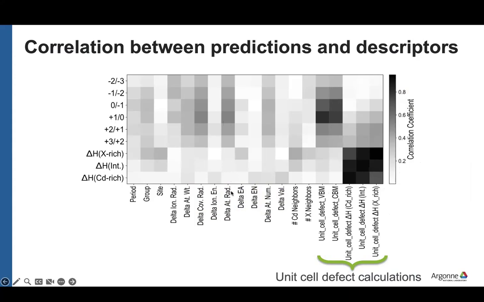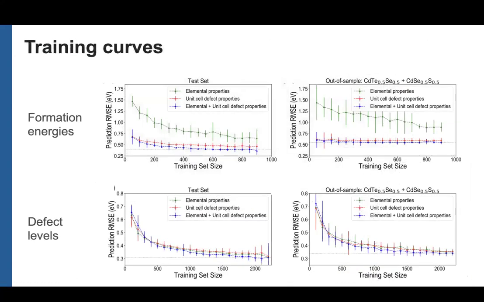And some of the others also have somewhat moderate correlation. But of course, that alone is not sufficient. You're not going to use a linear correlation to actually get your answer. So we train different models. We started with some random forest models, this is the cadmium chalcogenide systems.